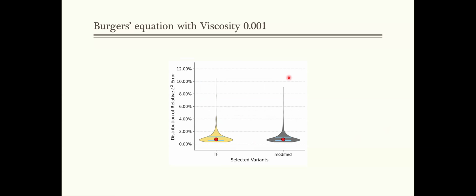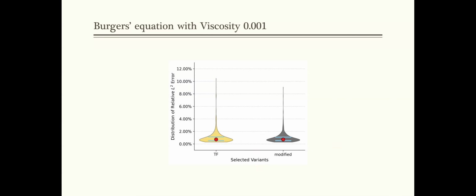In order to get a more complete picture, we may look at the violin plot of the relative L2 error distribution over all test cases. From this plot, we can say that the variant TF has similar performance as the modified DeepONet. They have similar means as indicated by the red dot, and they also have similar quantiles as indicated by the blue lines. Their distributions are also pretty similar to each other. Now we can say, from the plot we saw on the previous page and this violin plot, that the variant TF has a similar performance as the modified DeepONet.